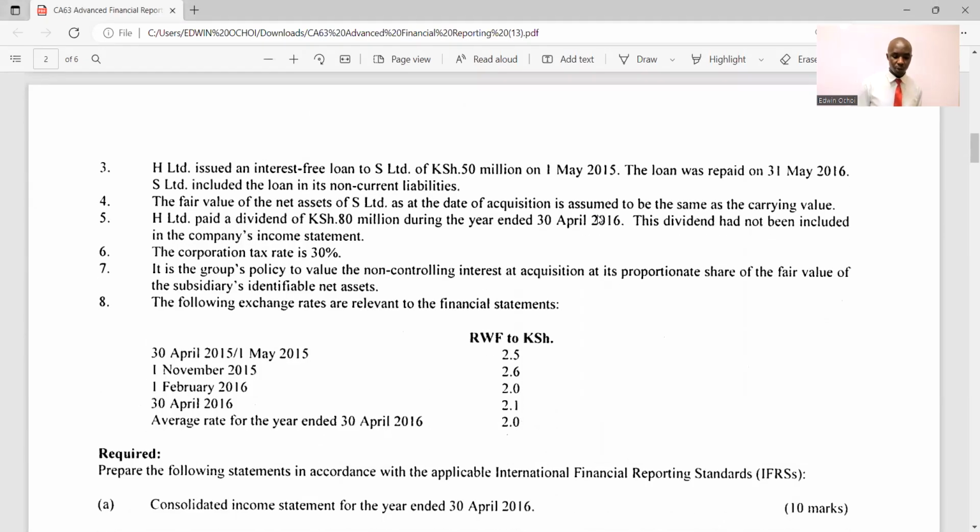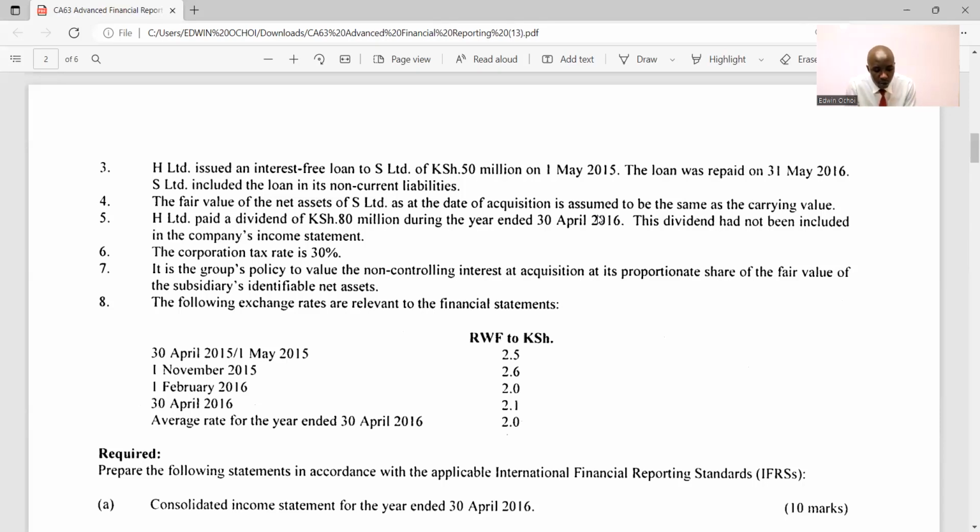Number three, H Limited issued an interest-free loan to S of shillings 50 million on 1st May 2015. The loan was repaid on 31st May 2016. So they said note 3, H Limited issued an interest-free loan to S of Kenyan shillings 50 million on 1st May 2015. The loan was repaid on 31st May 2016. S Limited included the loan in its non-current liabilities. They are very specific where that loan was included.